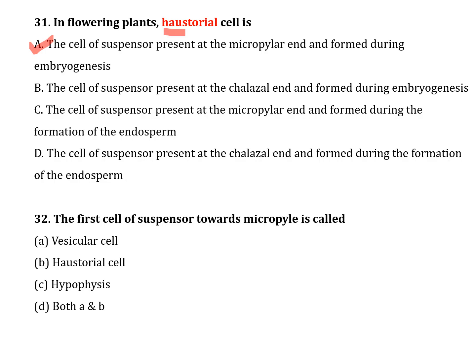The next question, number 32. The first cell of suspensor towards micropylar end is called: option A, vesicular cell. Option B, haustorial cell. Option C, hypophysis. Option D, both A and B. Correct answer is option D, both A and B. Haustorial cell is also called vesicular cells.